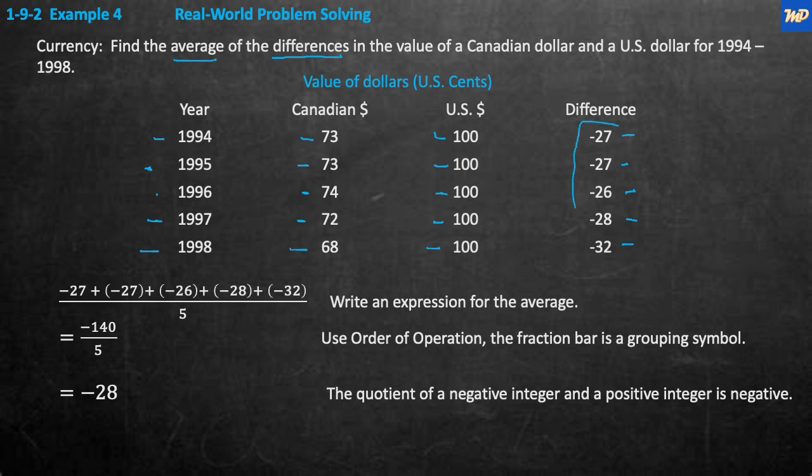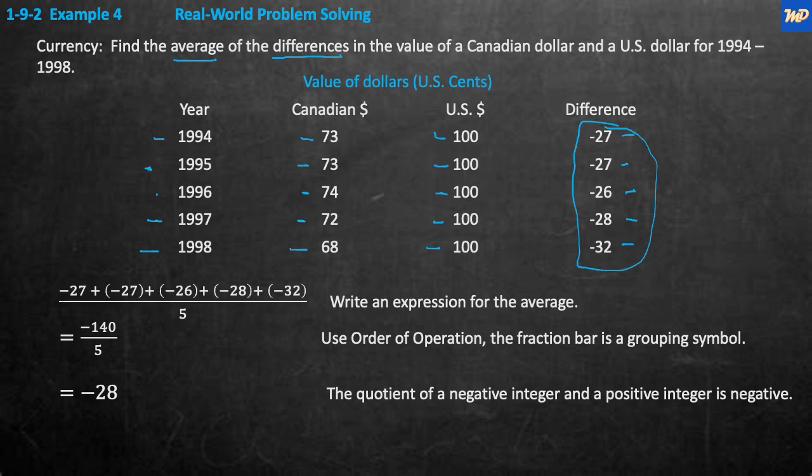Right here are the differences in the dollar and the Canadian dollar: minus 27, minus 27, minus 26, minus 28, minus 32. The question says, find the average of the differences. And how do we find the average? We have to add and then divide. You have to add everything up and then divide by a number.